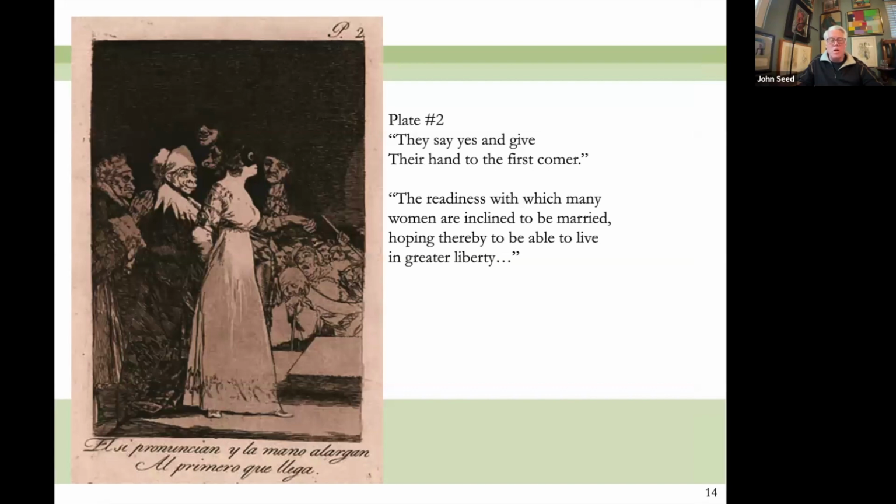For example, plate number 2 shows, what would you call it, a matchmaker. The matchmaker is the kind of ape-like figure in the sharp lace collar that pushes a woman forward who is blindfolded. And of course, she had to be blindfolded to consider the suitors that she was being led towards, probably wealthy older men. And the inscription reads, "They say yes and give their hand to the first comer." And then it goes on later to editorialize on the other page the readiness with which many women are inclined to be married, hoping therefore to live in greater liberty, dot, dot, dot. And of course, they're led into oppression. They are, if you will, the harem women of Spain.